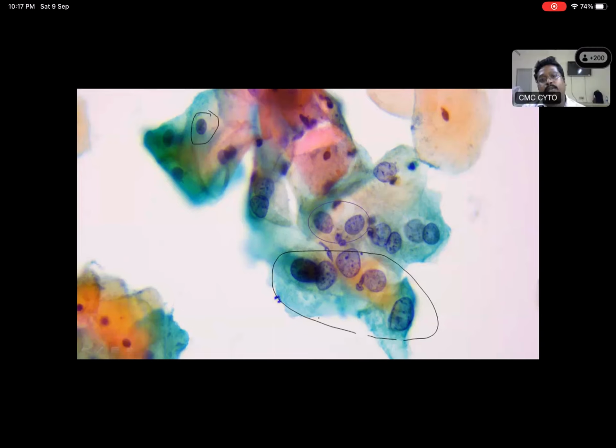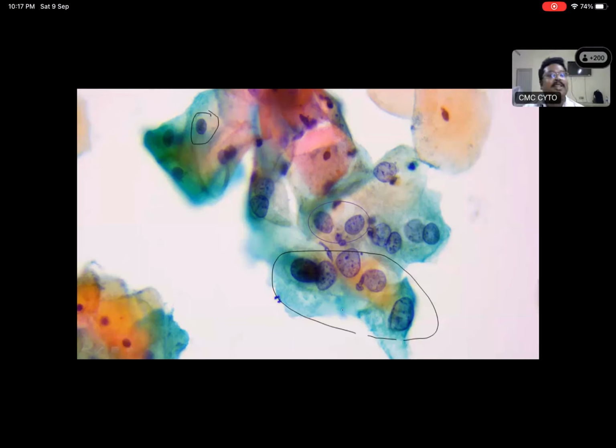What would be the diagnosis? More than 3 times enlargement with some nuclear membrane irregularity and chromatin. Atypical squamous cells of undetermined significance. Why? Because in LSIL there will be nuclear enlargement less than 3 times of the normal intermediate squamous cell. No? Yes, sir. In LSIL there will be less than 3 times, but in ASCUS there will be more than 3 times.